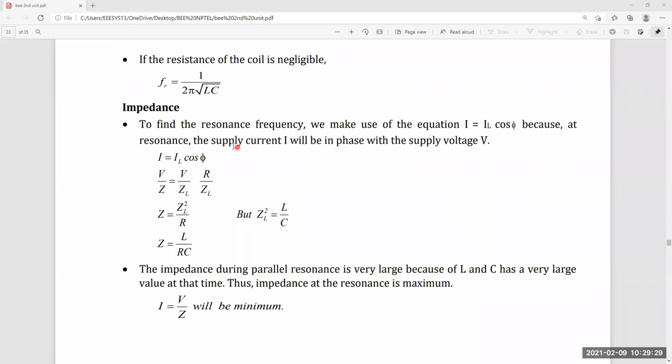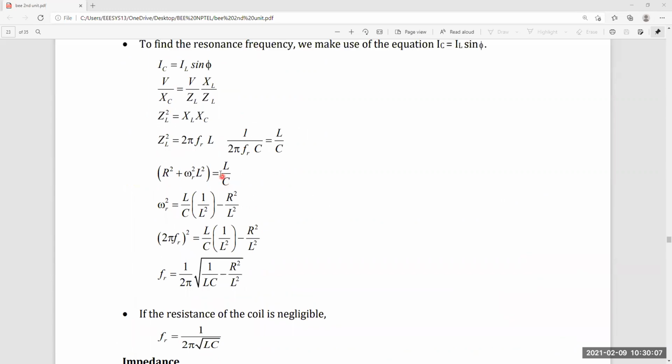Because at resonance, the supply current I will be in phase with the supply voltage V. Then I is equal to V by Z, the total impedance, and IL is equal to V by ZL, the voltage across only the inductor branch. From the impedance triangle, cos phi is equal to R by ZL. Then Z is equal to ZL square divided by R, where ZL square is equal to L by C. From here onwards.